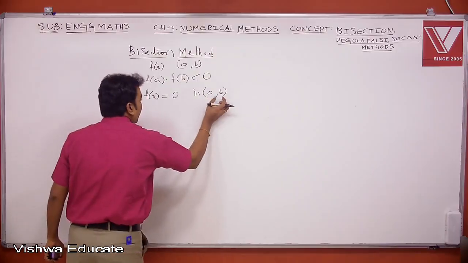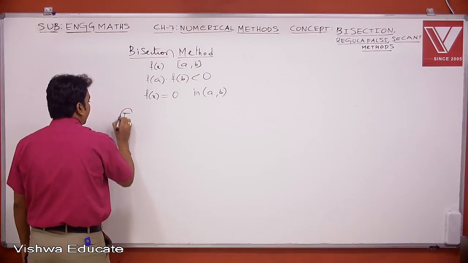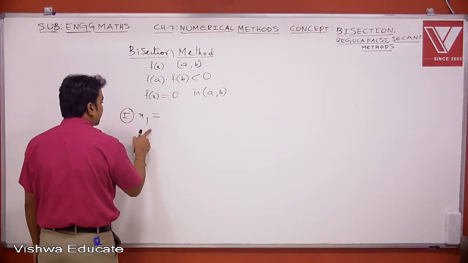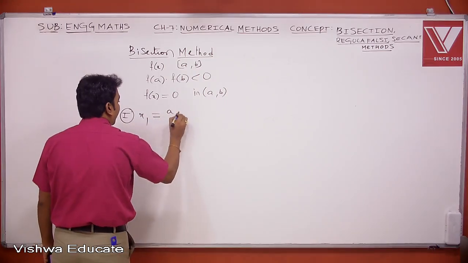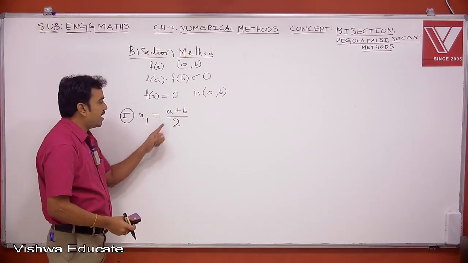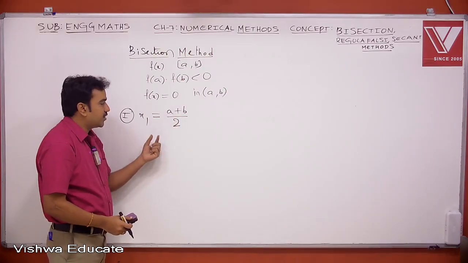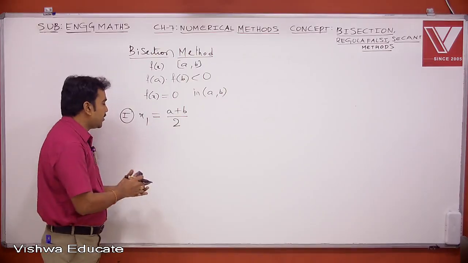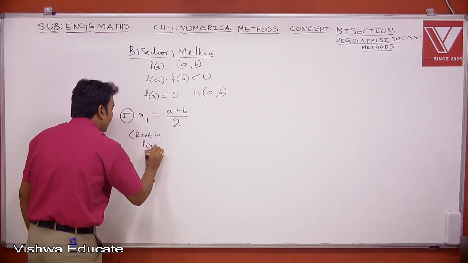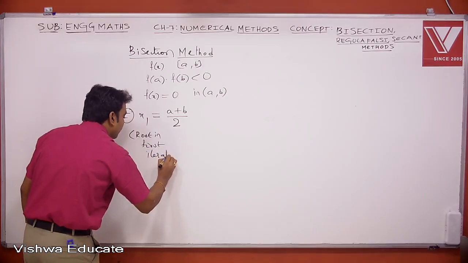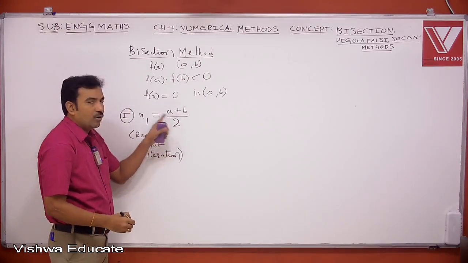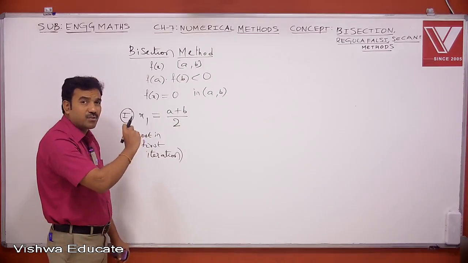So when the root belongs to open interval a comma b, then I start with iteration number 1. Here x1 represents the value of root in first iteration, and this is given by a plus b divided by 2. This is nothing but, we are guessing actually. So x1 equal to a plus b by 2. Midpoint. That's why it is called bisection.